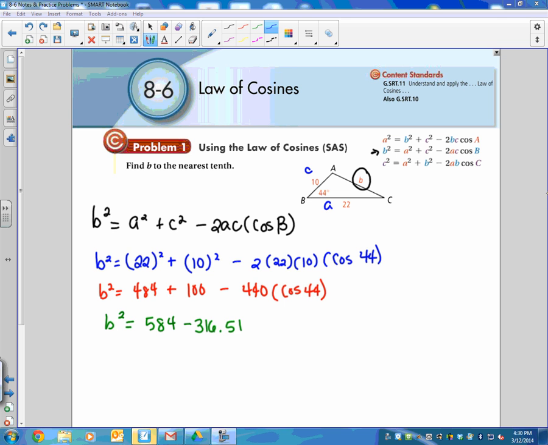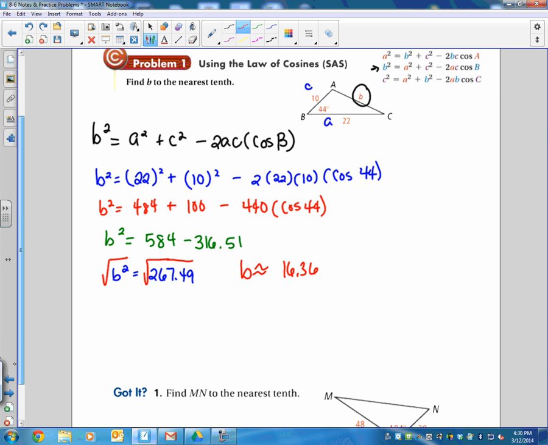So therefore I get b squared is equal to 267.49. Remembering that I have to come back and square root those numbers to get b, right? So b is going to be about equal to, and it looks like it's 16.3, round up 36. Okay, so that's how we're going to get that one.